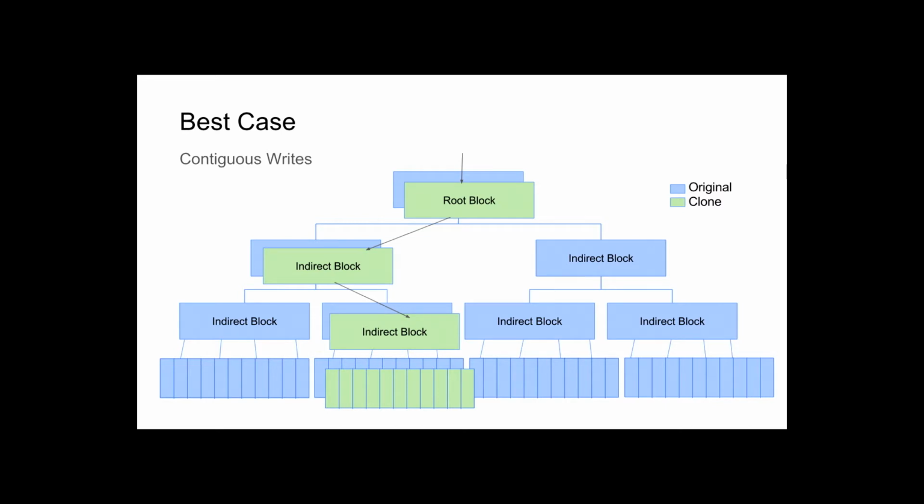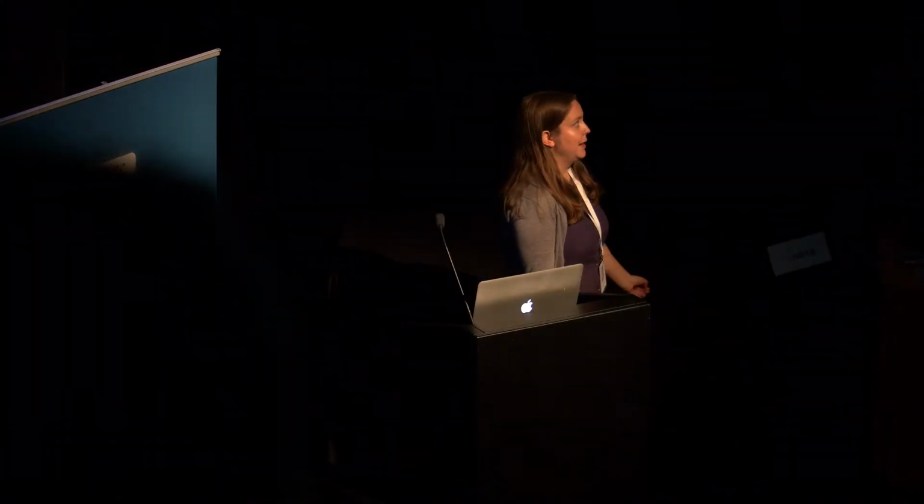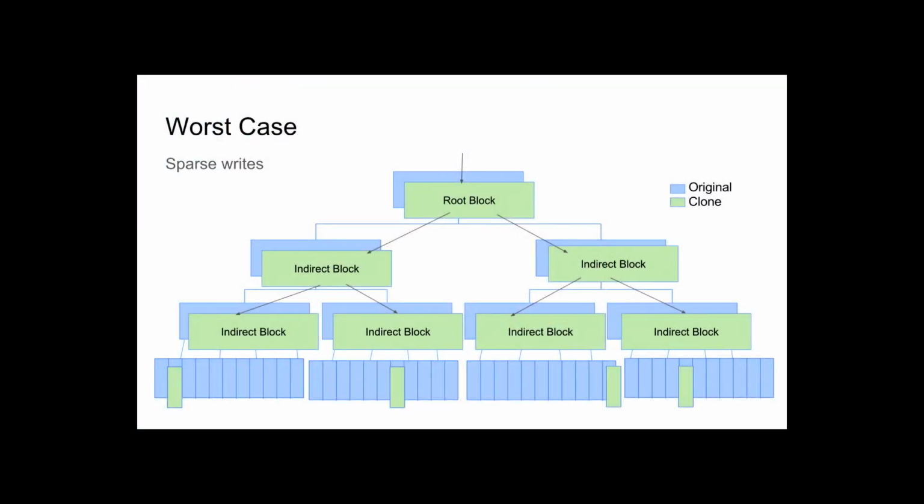On the other hand, there's no rule that your writes have to be contiguous, and if you have sparse writes all over the place, then you end up basically having to touch every part of the tree when you want to go and find what you have to delete. This can be really expensive because you have to read in your indirect blocks and say, okay, where are the other blocks? When were they modified? Should I actually care about them?